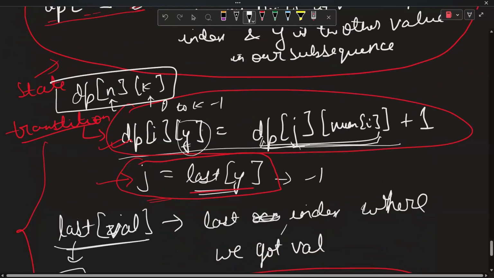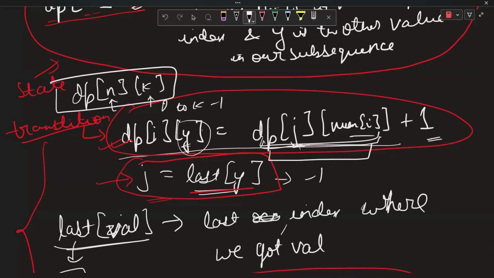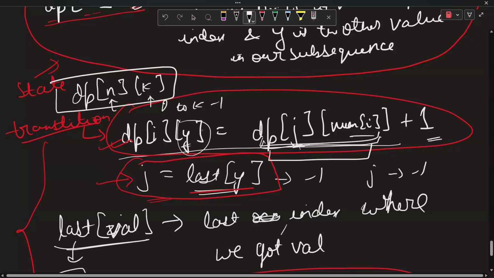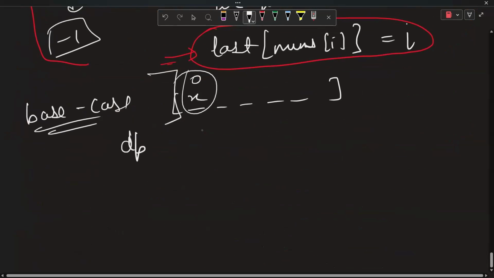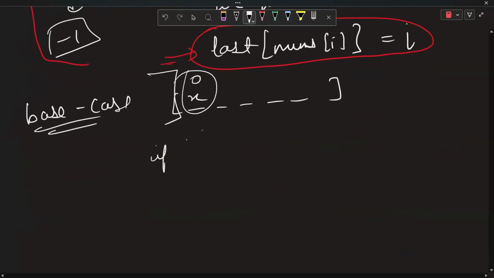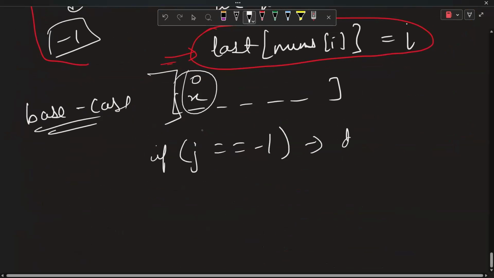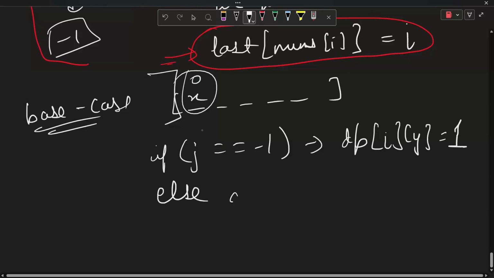So for the transition, we are only requiring dp[i][y], dp[j], and nums[i]. If we have some j before where we have picked, then we would have this. Otherwise, we would have a one. So this only becomes our base case. If for any y we have such a j where j is minus one, then we would have dp[i][y] equal to one. So you can just skip this base case and write no base cases. In the transition only you can check that if j is minus 1, you would just write dp[i][y] as 1, else you would write the whole transition.